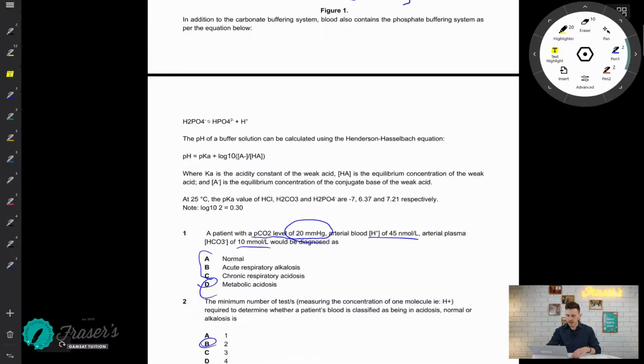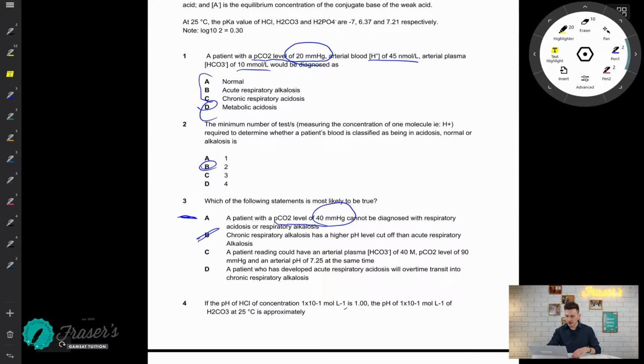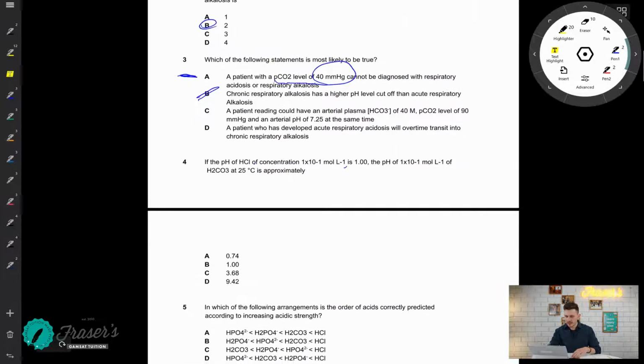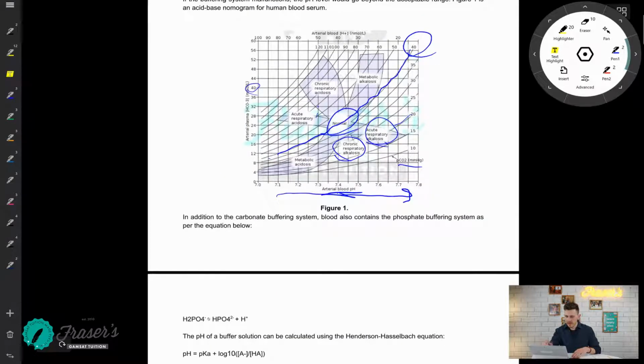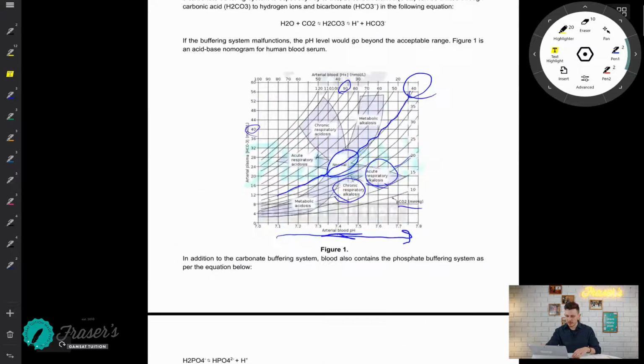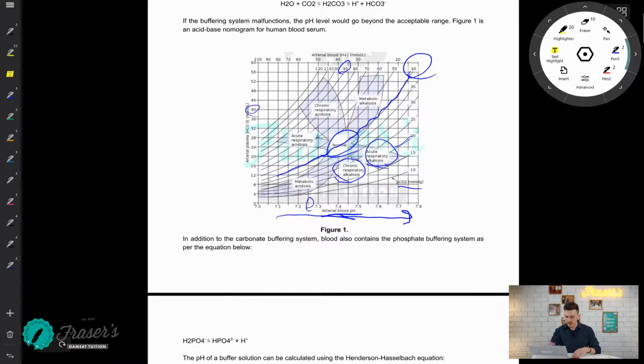So having a look, HCO3 of 40, so marking that over here. What we have is a PCO2 level of 90, marking that over here. And finally, the pH was 7.25, and 7.25 being over here. So what I'm going to do is trace where these lines actually intersect.